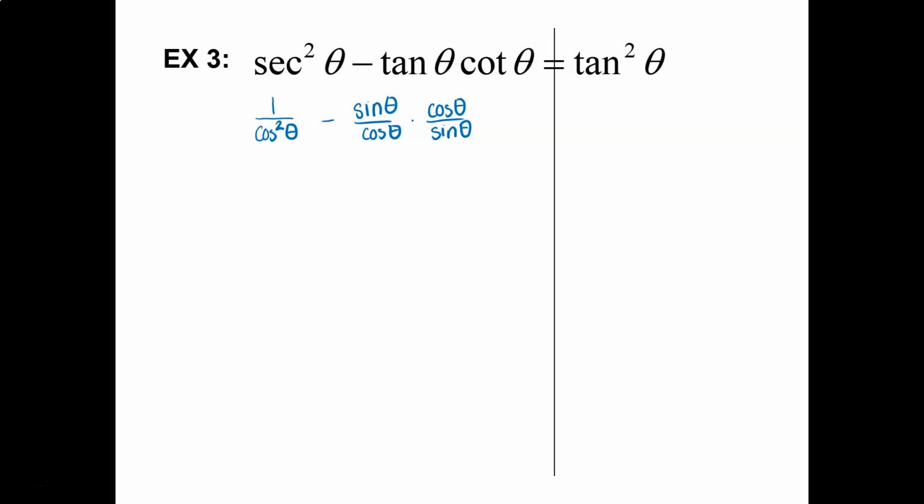Now, does anybody see anything that is going to happen here? Yes, cosines will cancel and the sines will cancel because we are multiplying those two together. So in order to cancel, you've got to have multiplication between the things that you're canceling. And something's got to be on top and bottom. So when all of that cancels, what does it equal? 1. Not 0. It's not gone completely, but it equals 1.